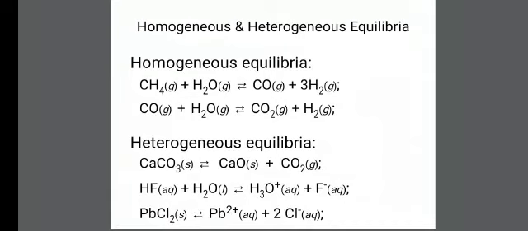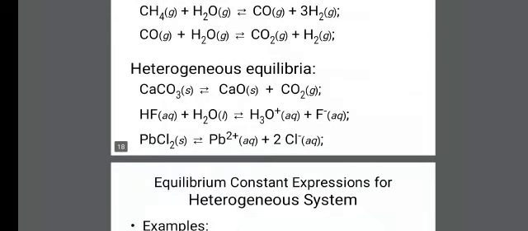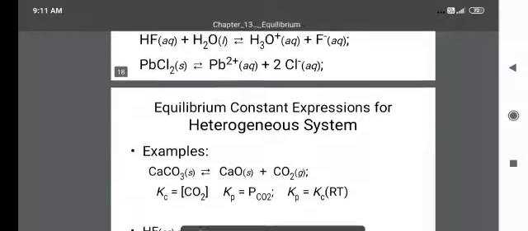Homogeneous and heterogeneous equilibria. Homogeneous equilibria are those in which the reactants and products are in the same phase. On the reactant side, there are only molecules in the gaseous phase, and on the product side they are also in gaseous form. This is homogeneous equilibria. In the case of heterogeneous equilibria, there are different phases. On the reactant side, there is only a solid phase. On the product side, there are two types of phase, solid and gaseous. It means it is a heterogeneous equilibrium.